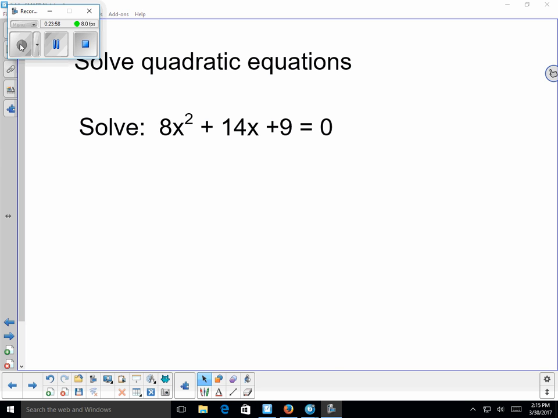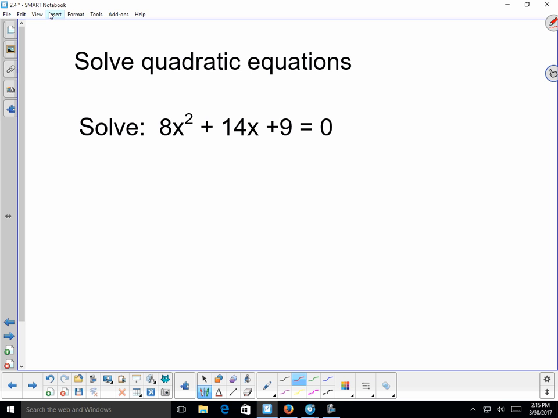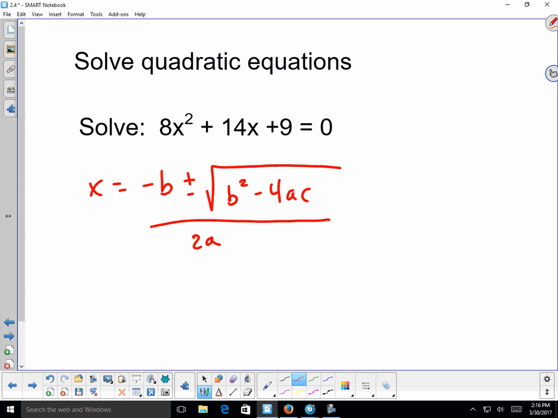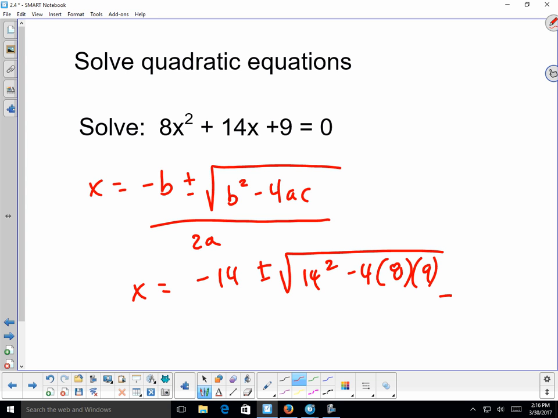Okay, let's see how you did on this. Wait, I got a negative. We are doing negative b plus or minus square root of b squared minus 4ac all over 2a. So you should have written negative 14 plus or minus square root of 14 squared minus 4 times 8 times 9, over 16. Doesn't work. No, we just learned how to do it.